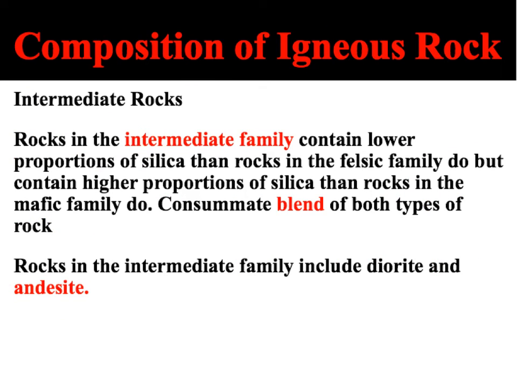Then, of course, because everything's not so simple as light or dark, there are the intermediate families of rock. The intermediate family contains a mixture of both. It's a blend of felsic and mafic. Diorite and andesite are the two common members of the intermediate family. You might not know what they look like. Don't really expect me to just show you a rock and say, hey, is this diorite or andesite? I'm not going to do that.